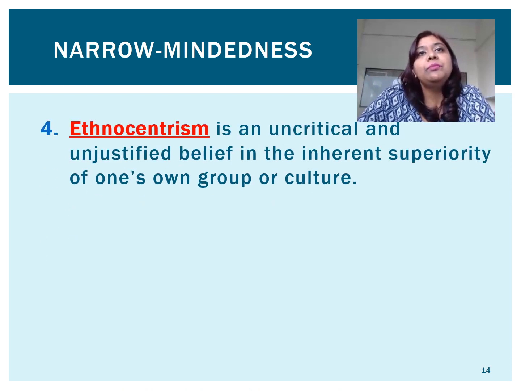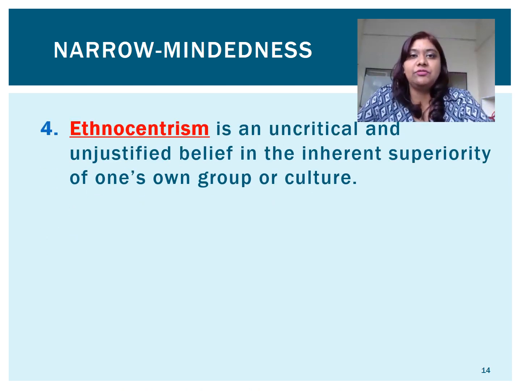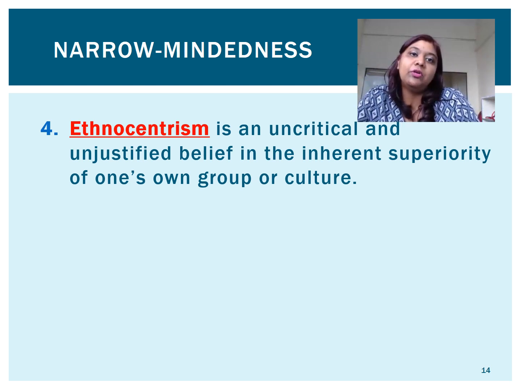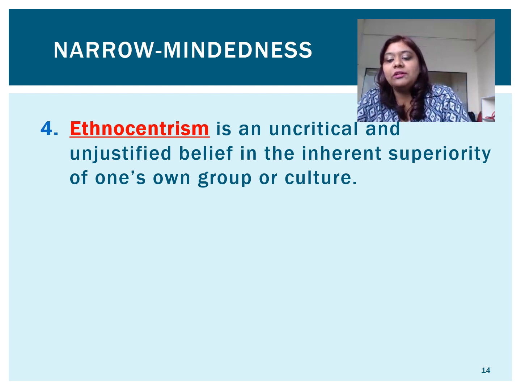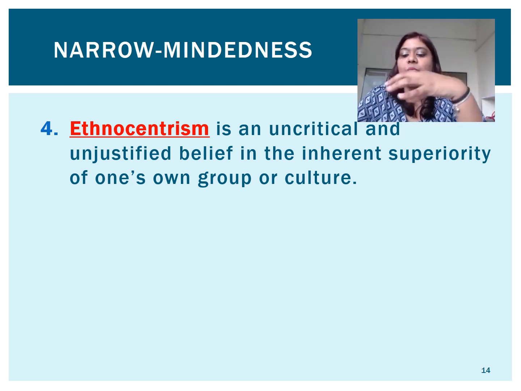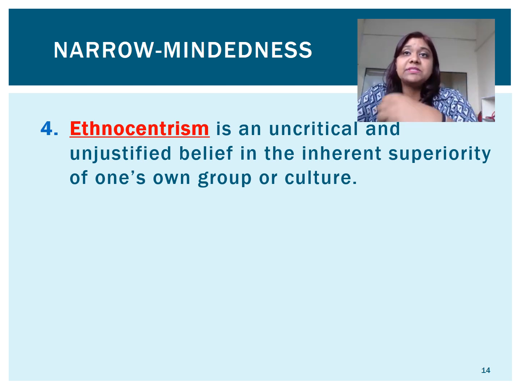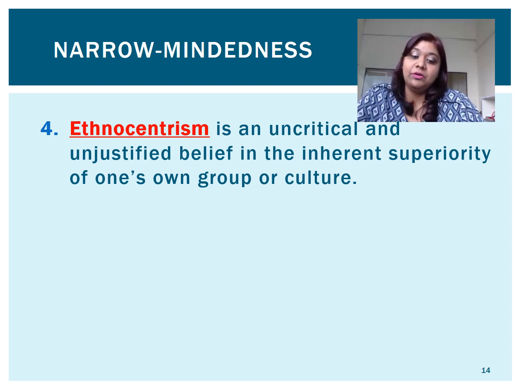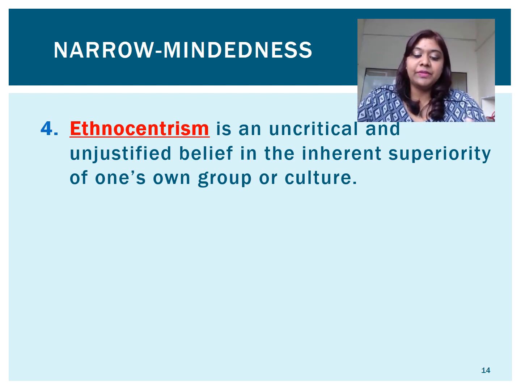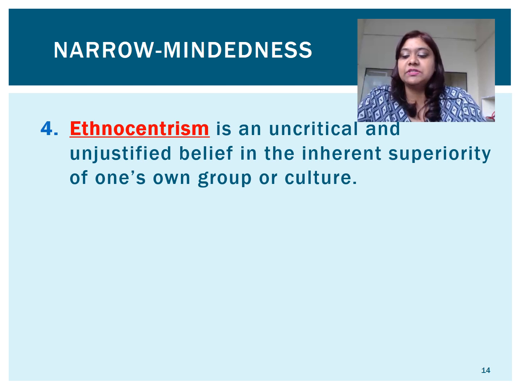The fourth type of narrow-mindedness is ethnocentrism. Now, this is something that happens when you have an uncritical or unjustified belief that your race, your culture, your religion, your way of thinking, your beliefs are better than the others. All right, now look at countries that have been colonized, for instance. When we look at, say, Malaysia.